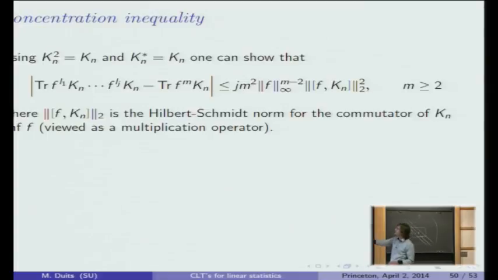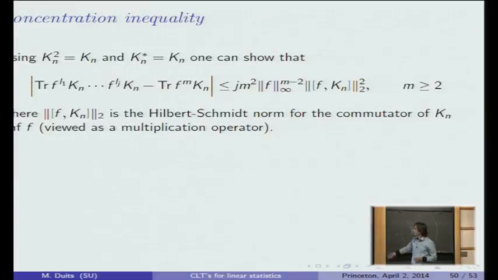And how do you see that? Well, okay, you have the difference of the two traces. If they would commute, I can bring all these f's in front, and all the kn to the right. I use that kn squared is kn, so then I see that these are the same. So if they commute, it's clear. But they don't commute, of course. So then the best thing you can do here is to find this estimate here. You estimate the difference between the traces by j times m squared times the sup norm of f times the Hilbert-Schmidt norm of the commutator of f and kn.